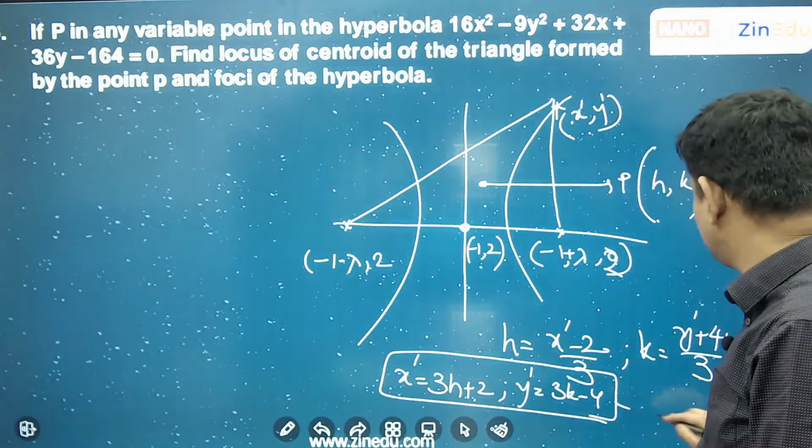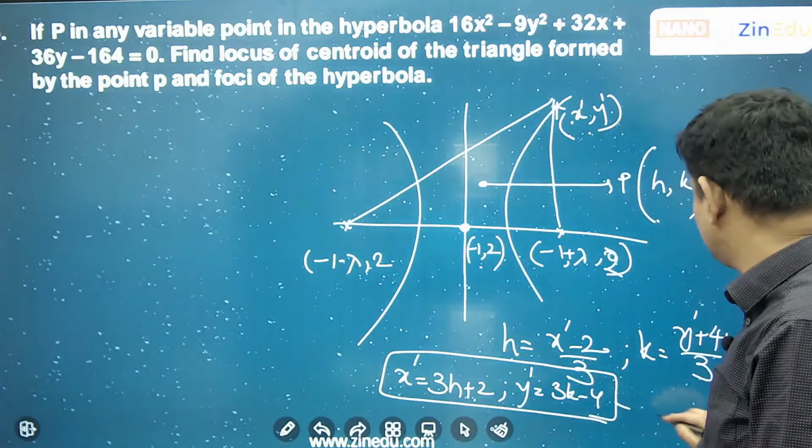Understand what the locus will be and get h and k in terms of x dash, y dash, and x dash, y dash in terms of h comma k, and substitute it back. That's it. So little lengthy, but not completely lengthy like what others are doing. Next question.